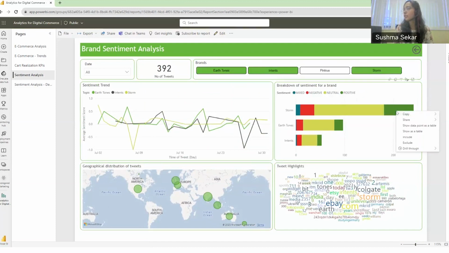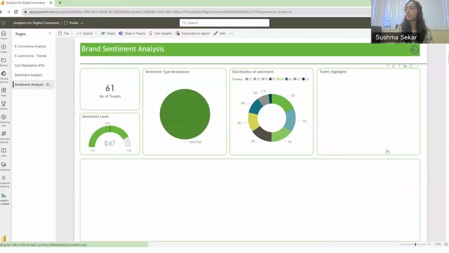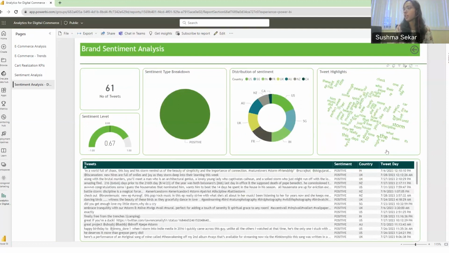So if I want to drill through, I'm clicking on the positive sentiment for Storm, and I'm trying to drill through to a more detailed version. So I can try and understand what are some of the tweets coming in, where are these tweets coming from, what is the overall sentiment level, number of tweets, and the latest tweets as well.